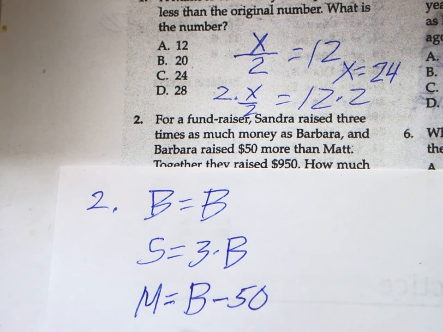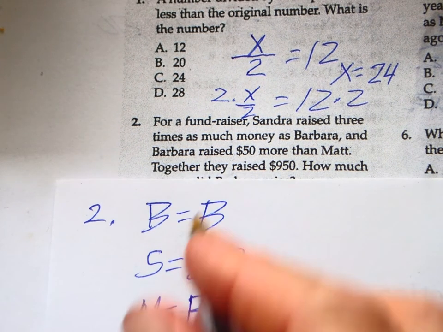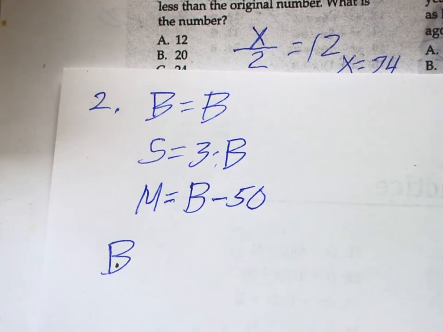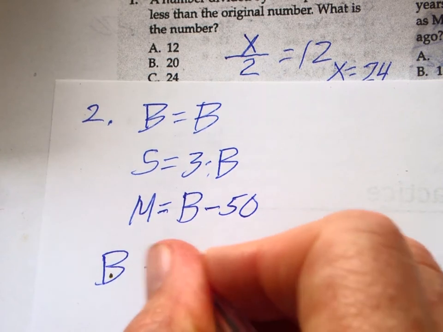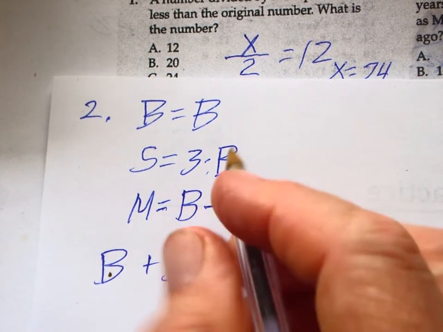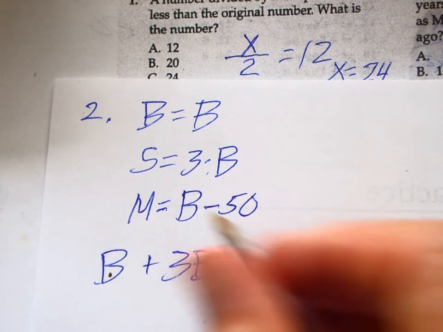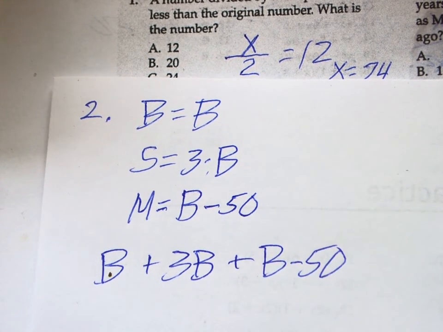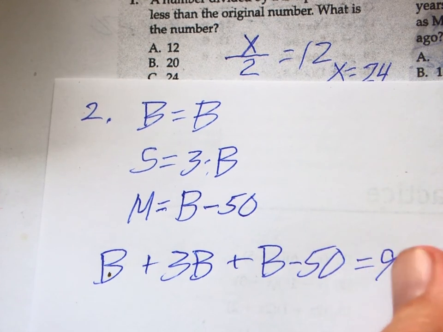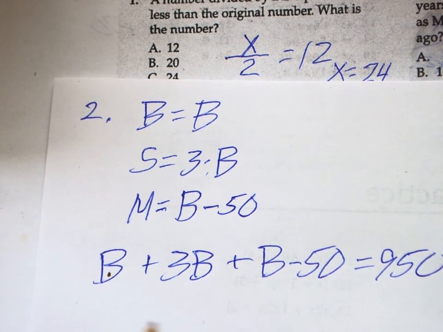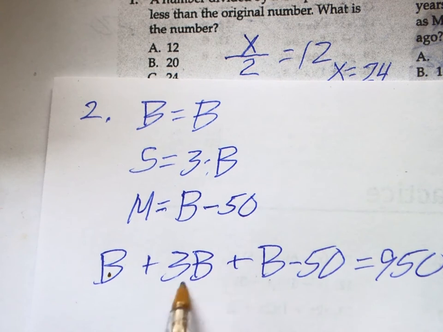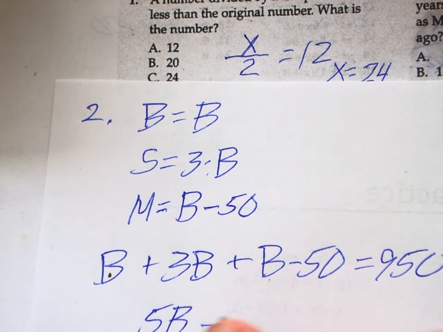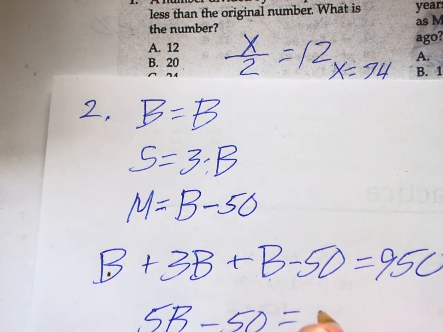Okay? Together, they make 950. So what do you do? You add these 3 things. B plus 3B. Remember, 3B is the same as 3 times B. Plus B minus 50. And altogether, it makes 950. I'm going to add my B's. I got a B and a B. That's 2 B's and 3 B's. 5 B's minus 50 is equal to 950.